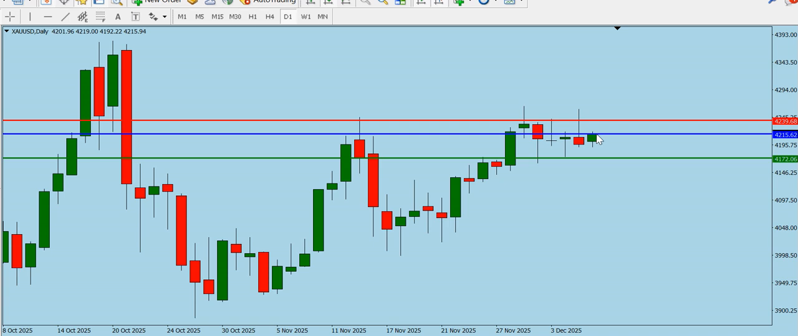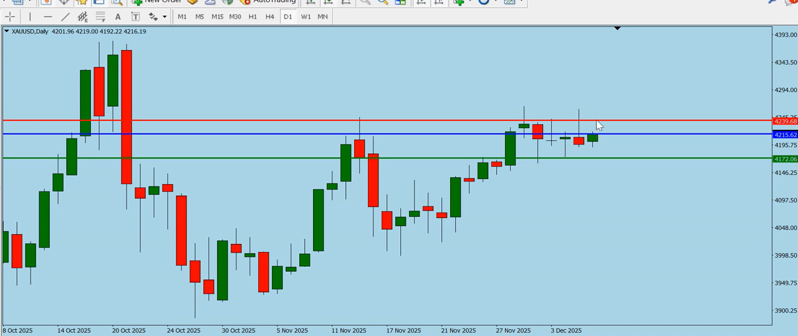Now I expect price to break above the pivot line and attempt to test the first resistance, which is at 4239. But if price drops below the pivot line and drops below the opening price point, you might see price drop to test the first support at 4172.